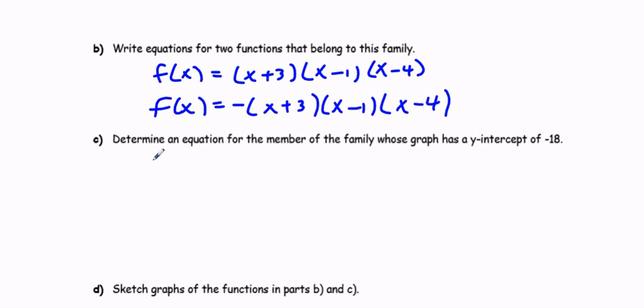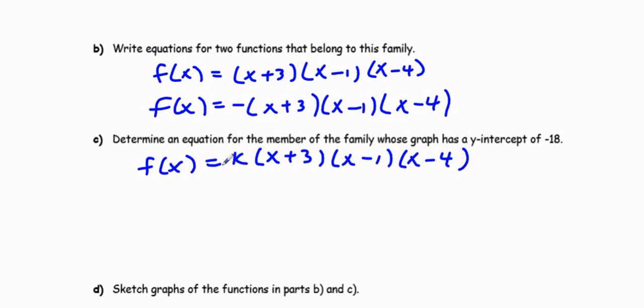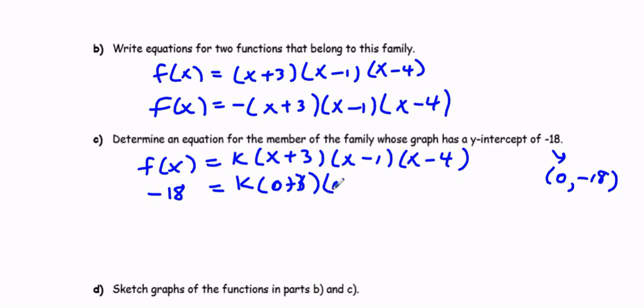Again, we're going to go back to our generic family name, which is k times x plus 3, x minus 1, x minus 4, and then we're going to sub in our ordered pair. Our ordered pair here, if the y-intercept is negative 18, is 0 and negative 18, because x is 0 when the y-intercept is negative 18. So we're going to have negative 18. We're going to put in 0, plus 3, 0 minus 1, 0 minus 4.